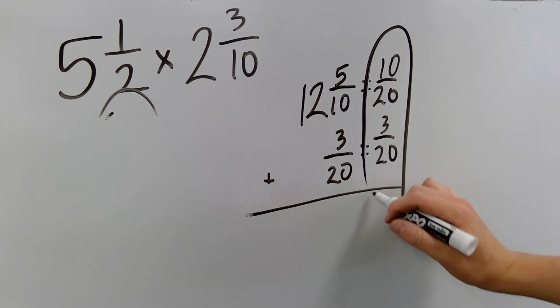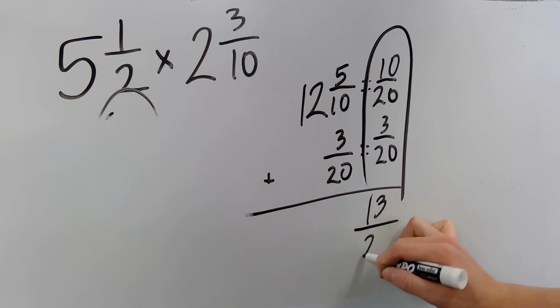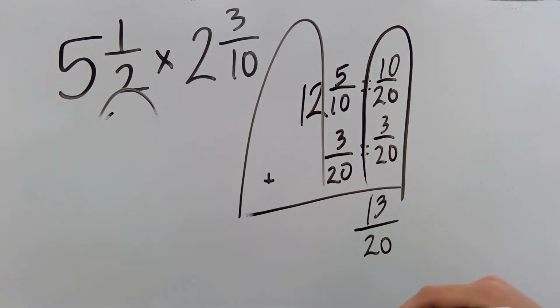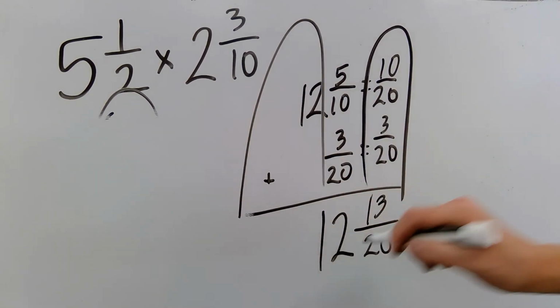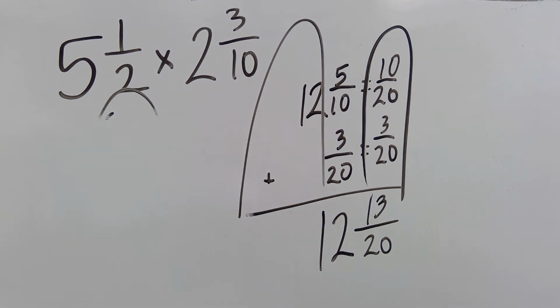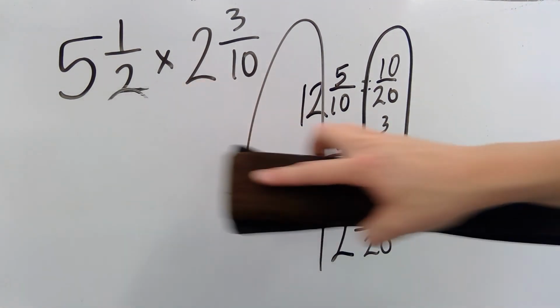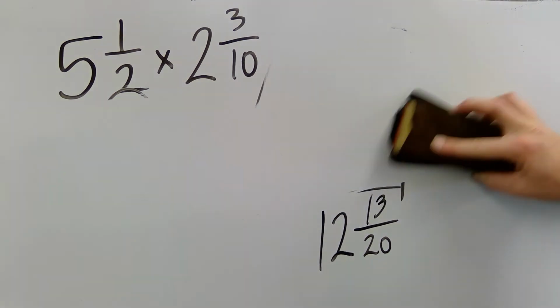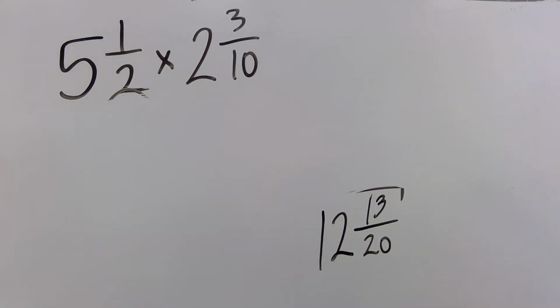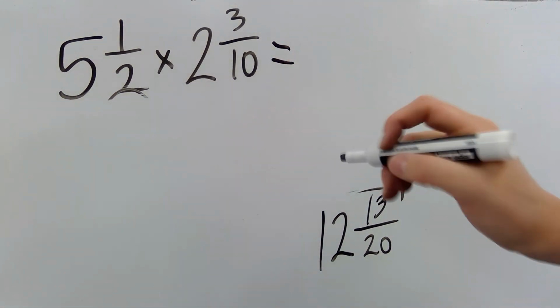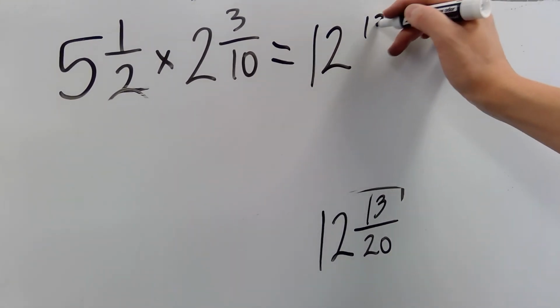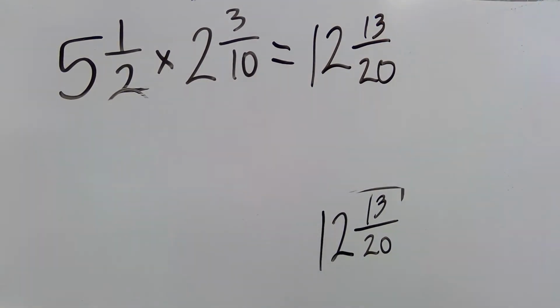10/20 plus 3/20 is 13/20. Don't forget your whole numbers. So my answer is 12 and 13/20. So when I multiply 5 1/2 by 2 and 3/10, I get 12 and 13/20.